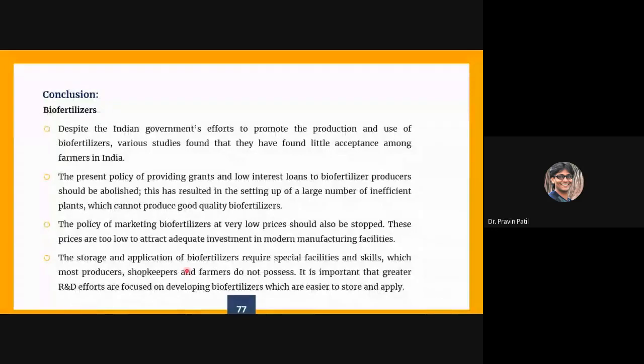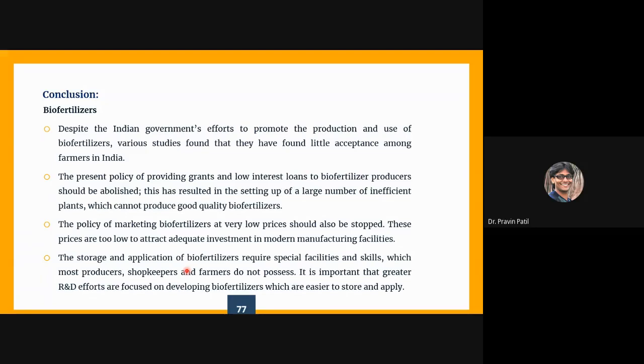So now let's conclude the whole thing: how government policies are helping wider adoption of biofertilization. Let's look at the last 3-4 slides and I'll wind it up. Despite the Indian government's efforts to promote the production and use of biofertilizers, various studies found that they have found little acceptance among farmers. There is a reason for that.